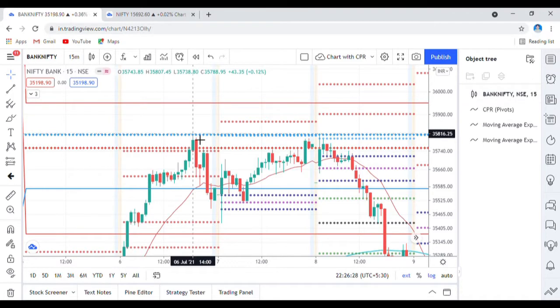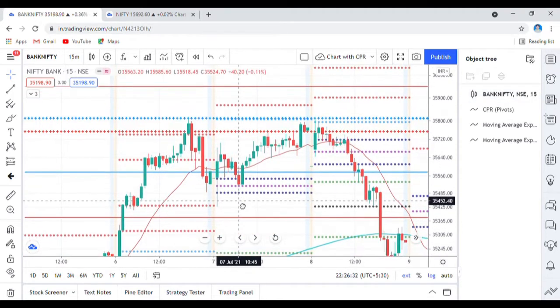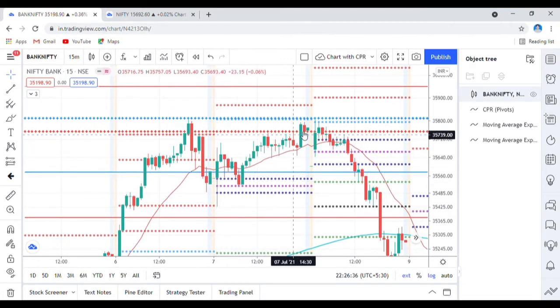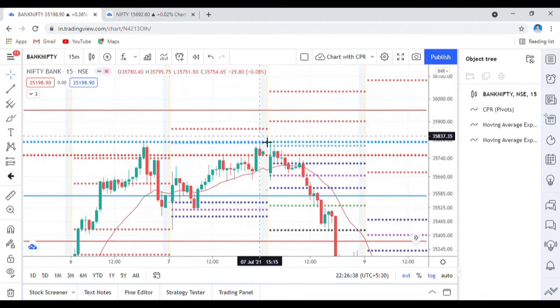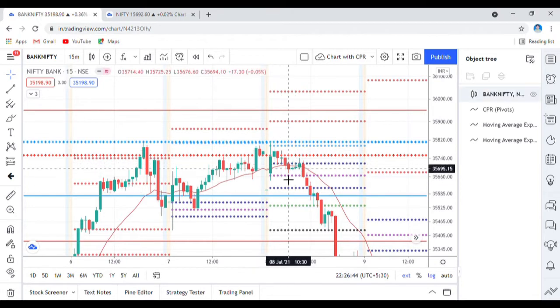See, on that day it faced resistance near the monthly high. On the next day, the market took the support on the daily CPR and it went near the monthly high, but it couldn't break this monthly high. And again on the next day, the market opened taking support near the daily CPR, and again it faced resistance near the monthly high.